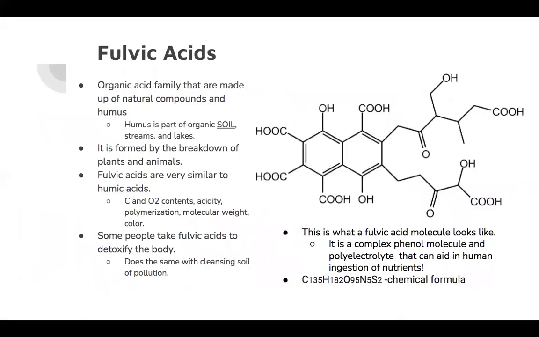So here we have fulvic acid, which is the next detergent, and it comes from the organic acid family, and it's made of natural compounds and humus. It's formed by the breakdown of plants and animals. Fulvic acids are very similar to humic acids, and some people even take fulvic acids to detoxify their body, and it does the same thing with soil. It detoxifies the soil.